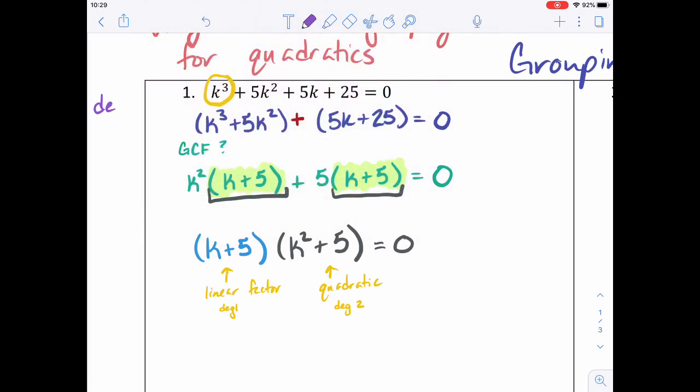So a degree, and I'm going to abbreviate that deg, a degree 3 equation is called a cubic equation. So cubic is one of our big polynomials that we're going to be studying a lot this year. Cubic meaning degree 3.